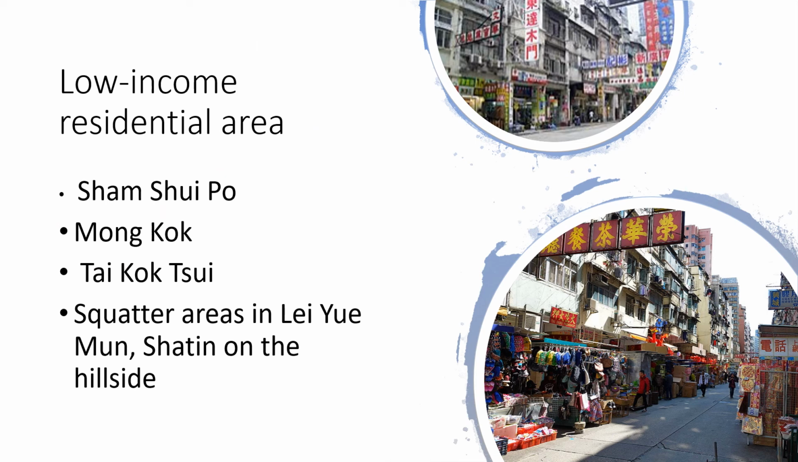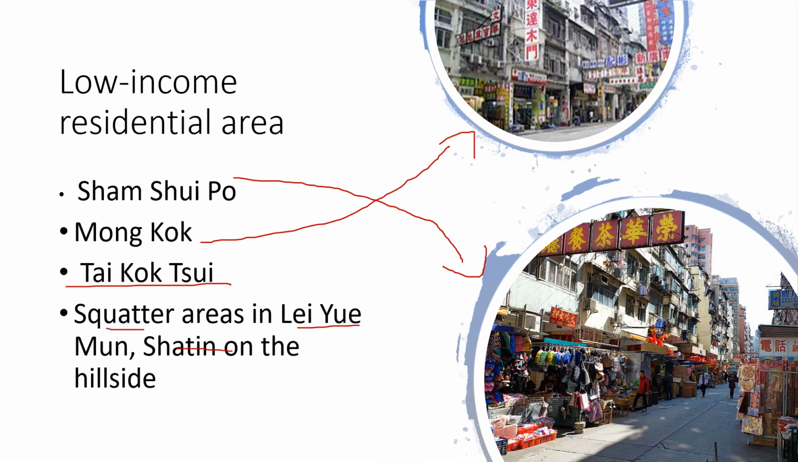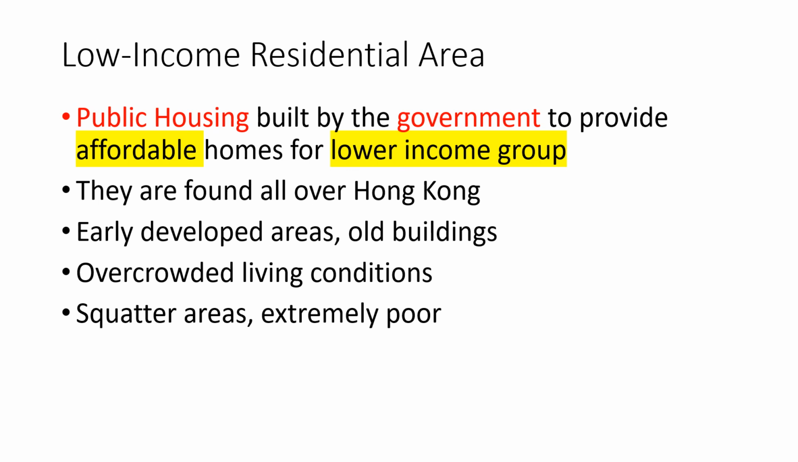And then I will talk about low-income residential areas. This is a low-income residential area in Sham Shui Po, and this is in Mong Kok. Also, you can find some low-income residential areas in Tai Kok Tsui, or some squatter areas in Lei Yue Mun or Sha Tin. And these low-income residential areas have public housing built by the Hong Kong government to provide affordable homes. That means homes that are not too expensive, so that people have money to buy them. This kind of housing is for the low income group, and can be found all over Hong Kong.